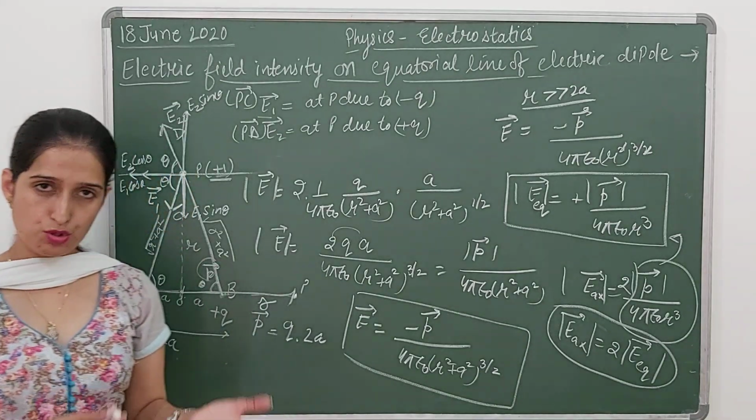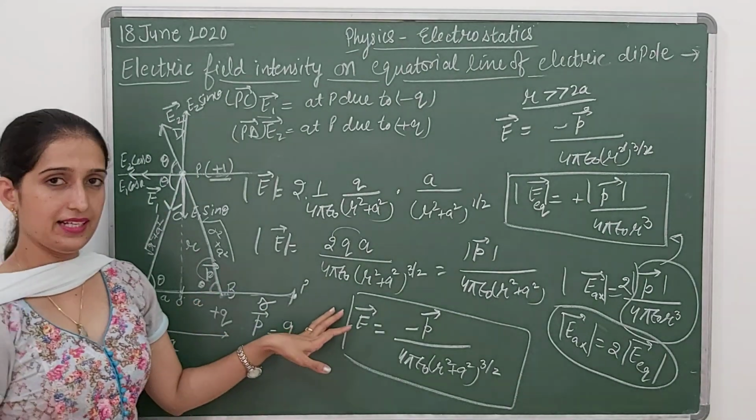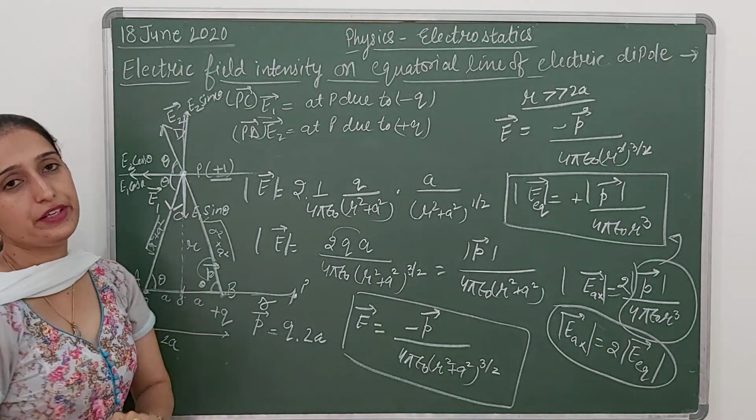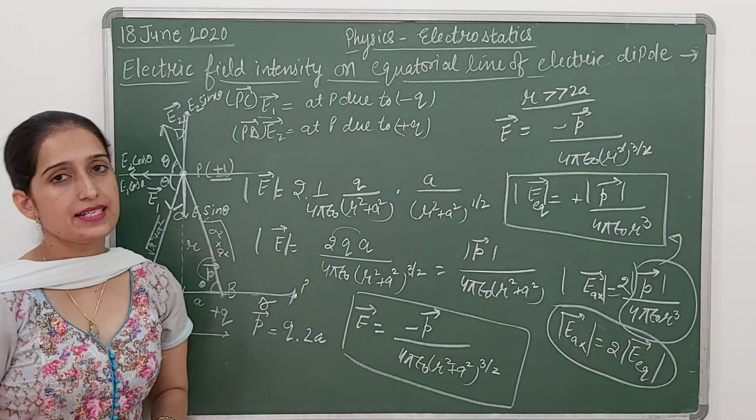I hope these two topics, electric field intensity on the axial line and electric field intensity on the equatorial line due to an electric dipole, are clear to you.